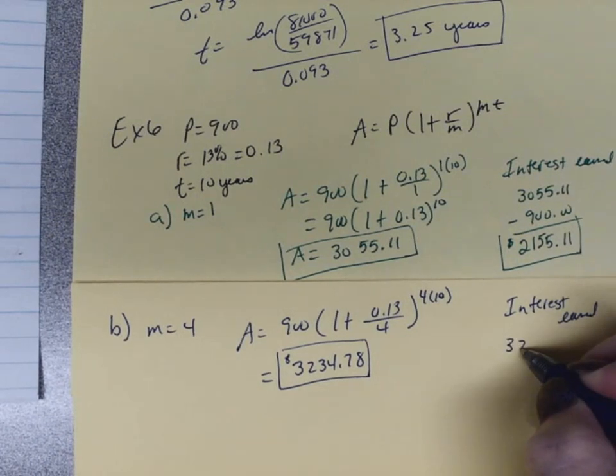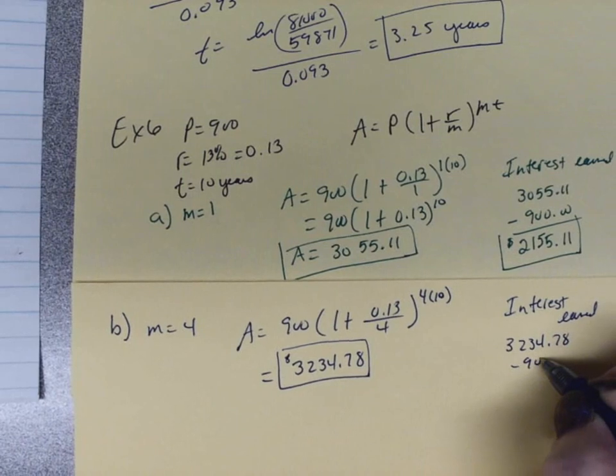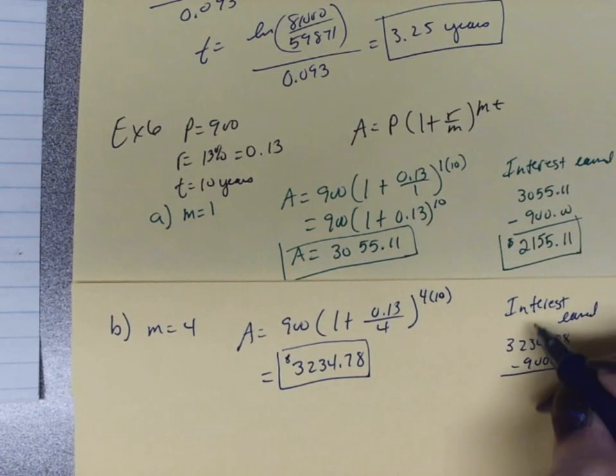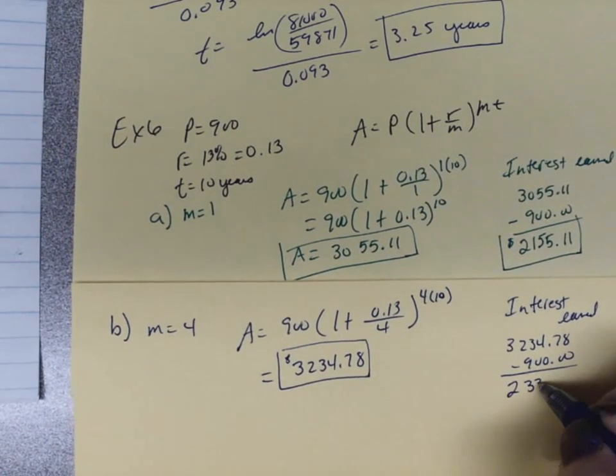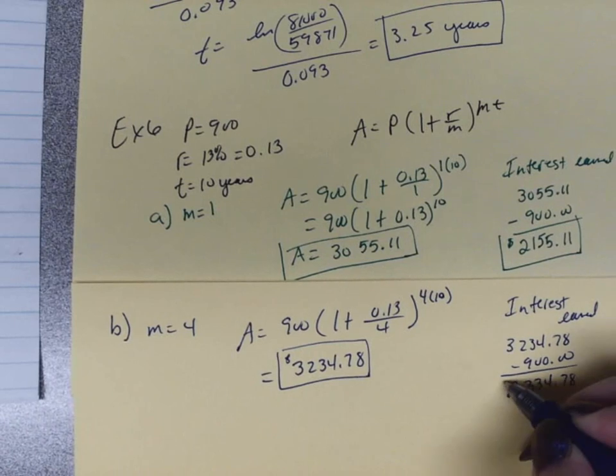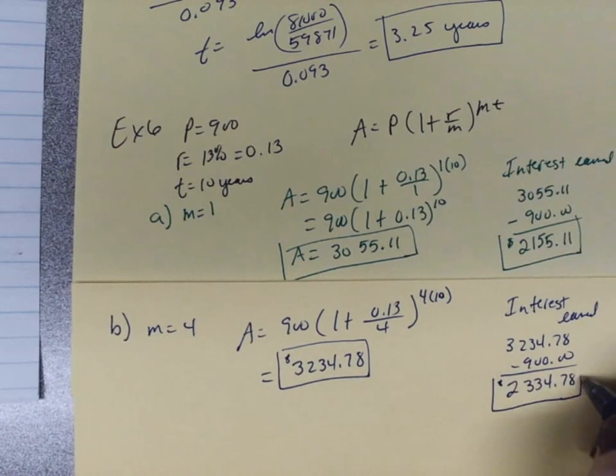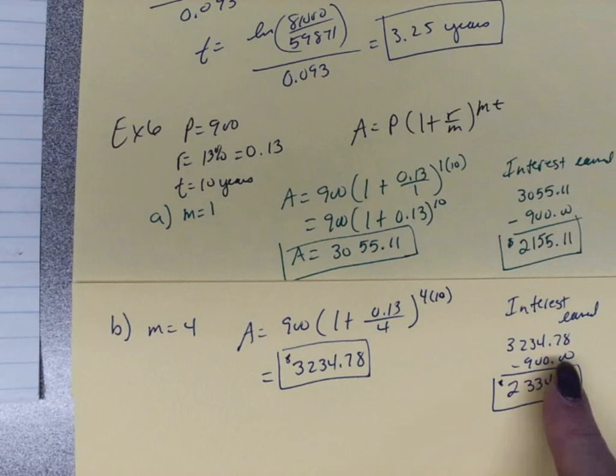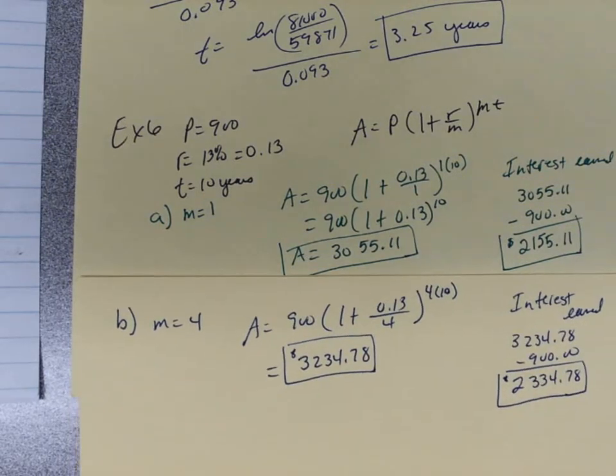And how much interest was earned? Well, again, we're going to take our 3,234.78 and subtract out our $900, and we get 2,334.78. So that's how much interest we earned doing it quarterly. So we earned a little bit more interest when we changed to quarterly. All right, let's go to C.